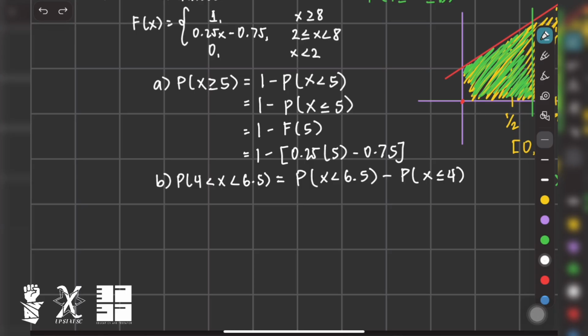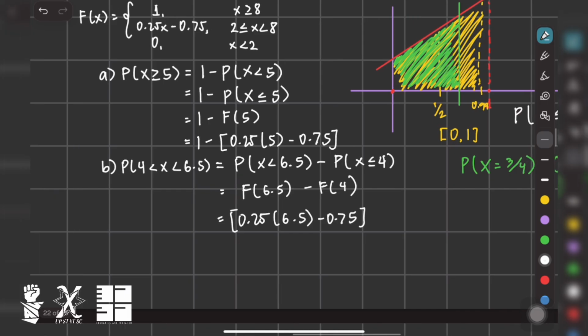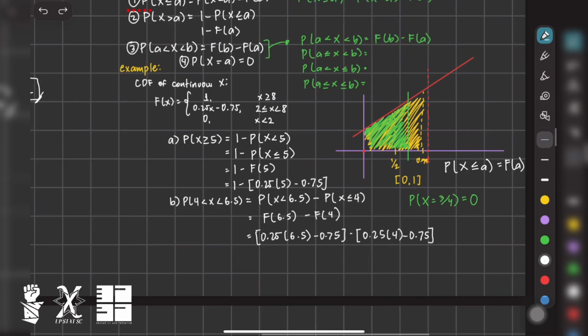Okay, so now we can clearly just evaluate this through F of 6.5 minus F of 4. So when we plug that in, we use this one, so that'll be 0.25 times 6.5 minus 0.75, minus 0.25 times 4 minus 0.75. Okay, so you can just use your calculators to evaluate. Thank you.